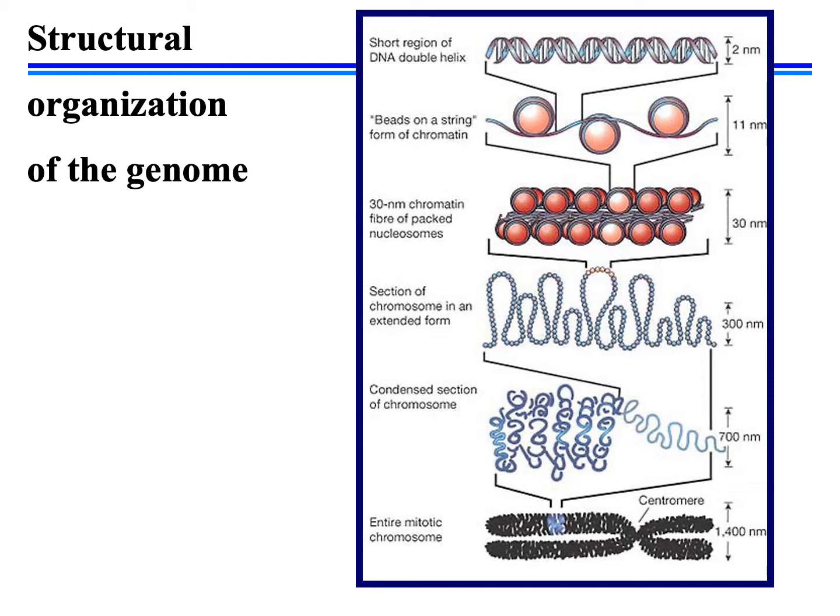The next level of organization is referred to as the 30 nanometer fiber. And the 30 nanometer fiber essentially just tightens up the slack that you see in the structures that we were just discussing previously. So if you could tighten up that slack, you could condense the structure even more. The next level down is referred to as the 300 nanometer fiber. And the 300 nanometer fiber is basically taking the 30 nanometer fiber and wrapping it back and forth and back and forth and back and forth to further condense the genetic material.